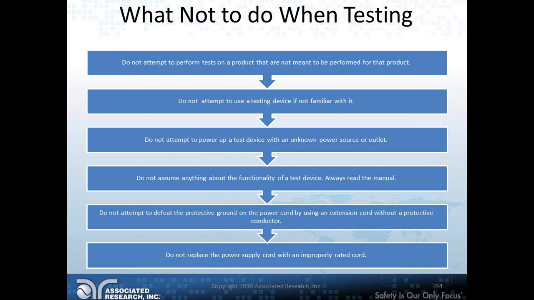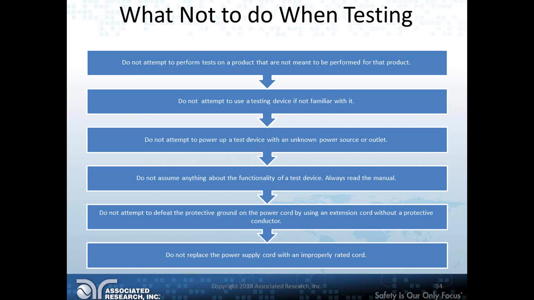Do not attempt to use a testing device if you're not familiar with it. Again, when you're performing electrical safety testing, you must be familiar with the capabilities and the dangers associated with using a testing device or test instrument. Do not attempt to power up a test device with an unknown power source or outlet. Of course, we as a company provide you with all the information about our testers and the different safety hazards associated with our testers and all the accessories that are supposed to be used with our instruments.